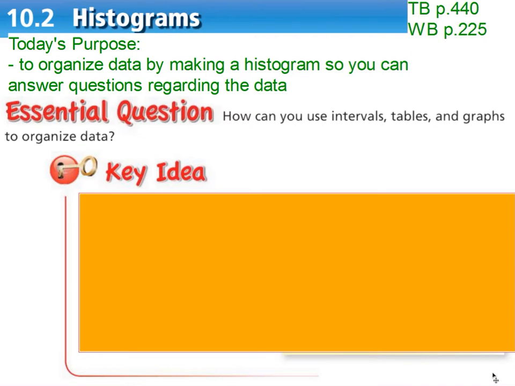Today's lesson is 10.2 histograms. It is on page 225 of your textbook. Our purpose today is to organize data by making a histogram so that you can answer questions regarding the data.